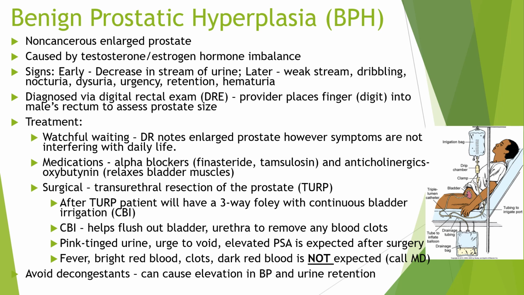So this is diagnosed via a digital rectal exam, a DRE. So basically the provider places a finger into the male's rectum to assess the prostate size. He then feels that it's enlarged, and then they'll probably go and do some labs, check a PSA, which should not be high from BPH. Again, that would be high from prostate cancer, but not BPH. And then they would go from there. Maybe they'll do an ultrasound or something.